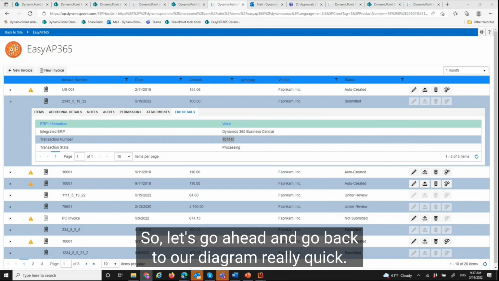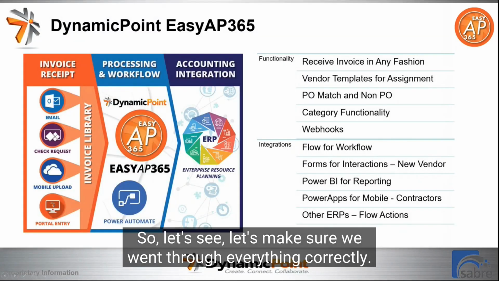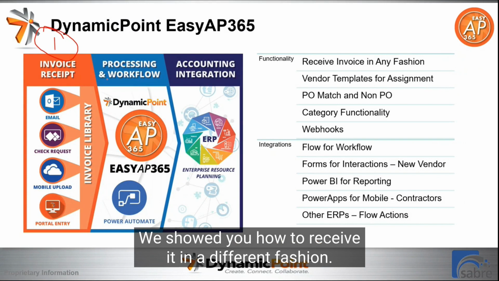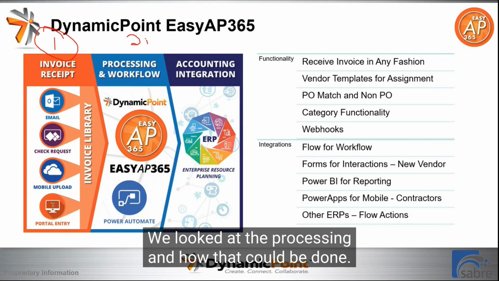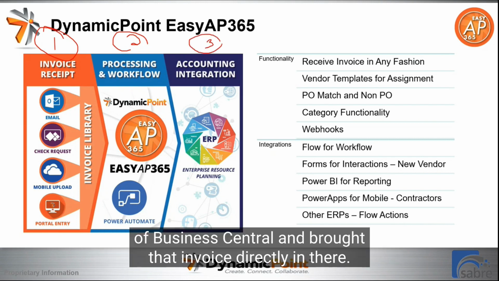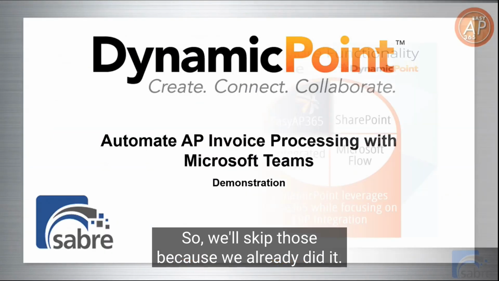So let's go ahead and go back to our diagram really quick. So let's see, let's make sure we went through everything correctly. We went through the invoice receipts. We showed you how to receive it in the different fashions. We looked at the processing and how that could be done. Each of these, we showed the integration with Teams, the accounting integration. We called the web services of Business Central and brought that invoice directly in there. So we'll skip those because we already did it.